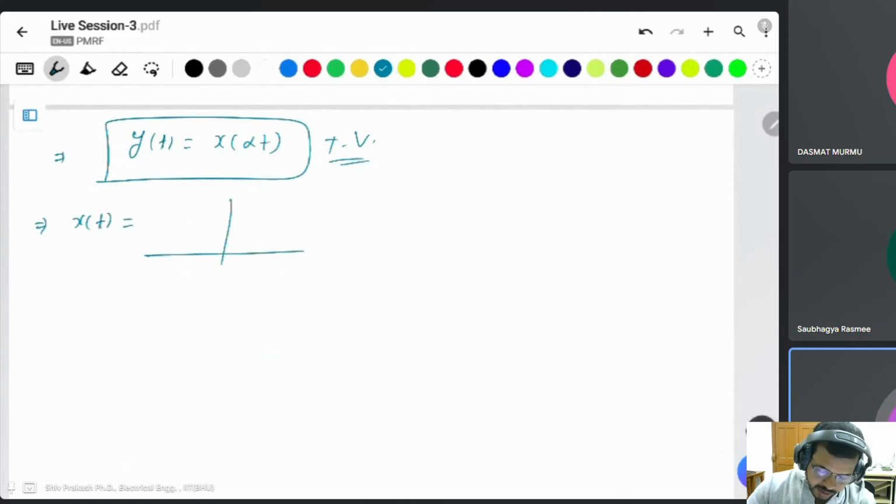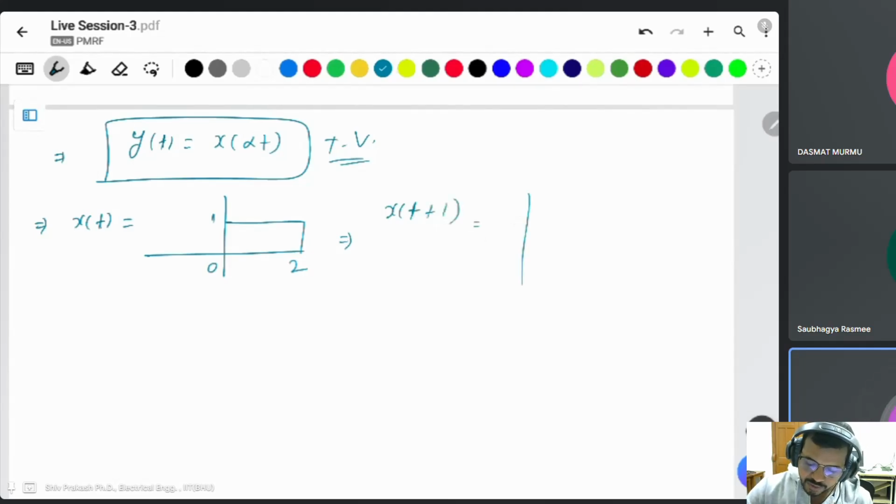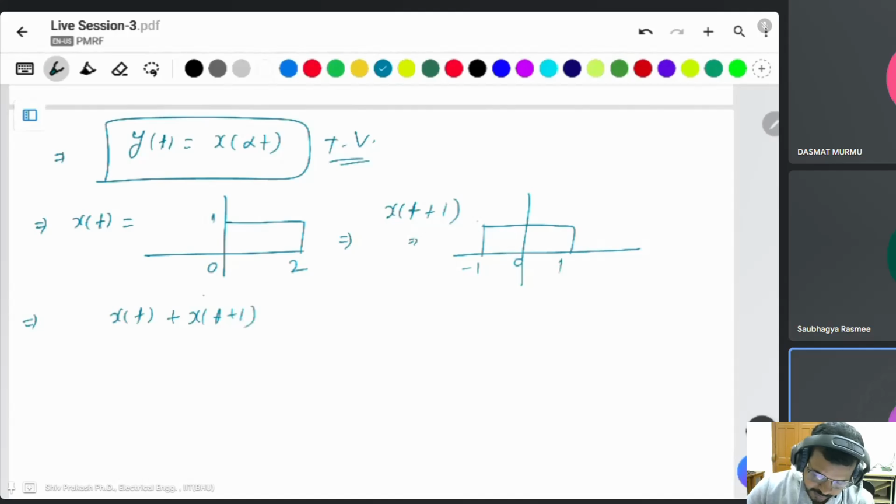x(t) is 0 to 2. This is 1. How can you shift to the left side? By providing some positive advance to the signal. This is -1, 0, 1, and this is the x2(t). If you add both x(t) plus x(t+1), then we will get the input x2 like that.